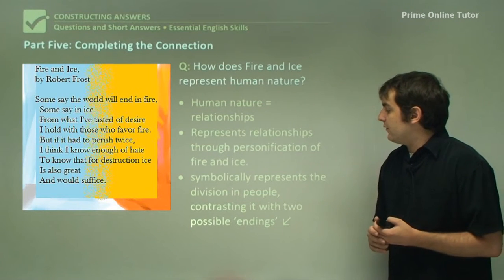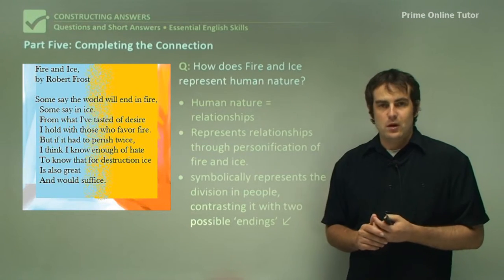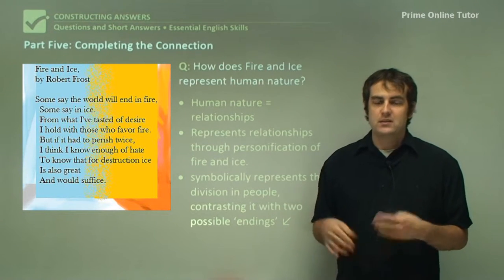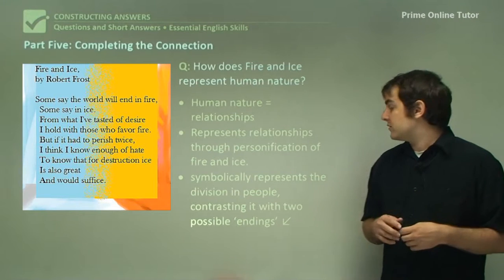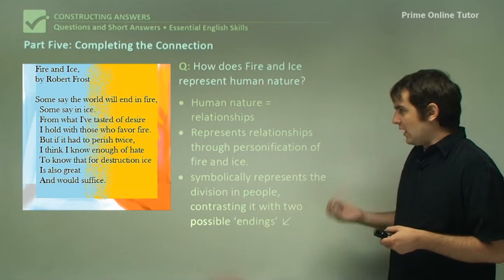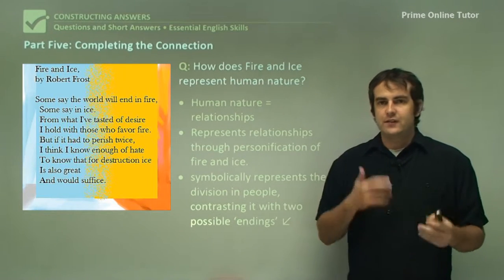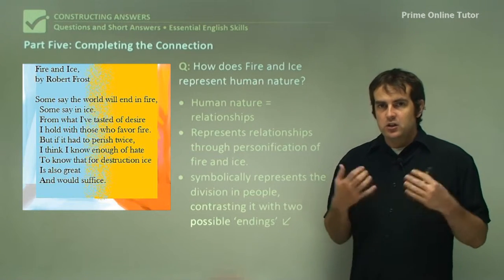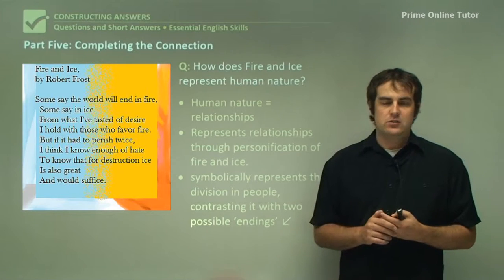Whereas in the case of ice, we'd be very much aware of it because it will get cold very steadily, and then it will get so cold that we basically freeze to death, and even that's a slow process. So having those two possible endings indicates how people can relate, the relationships, and ultimately human nature, and that's where we've made the connection back again.